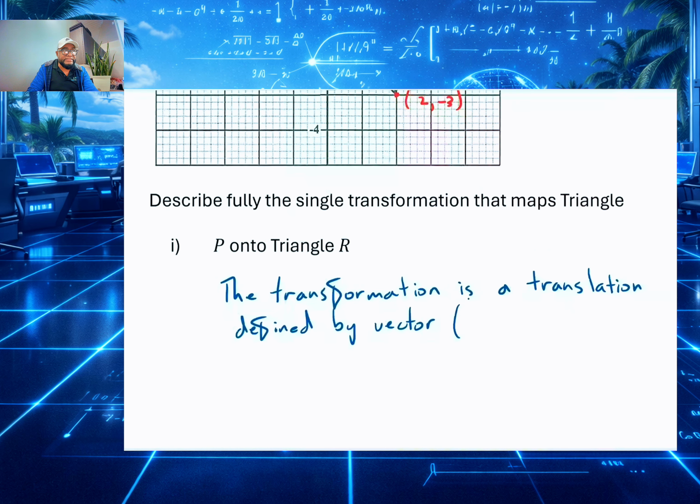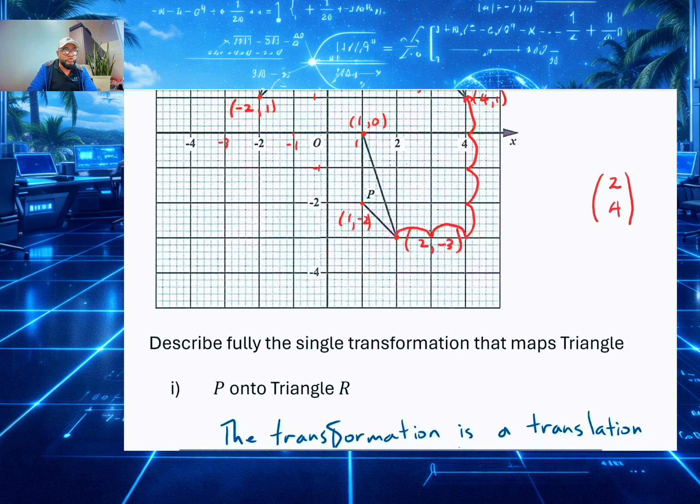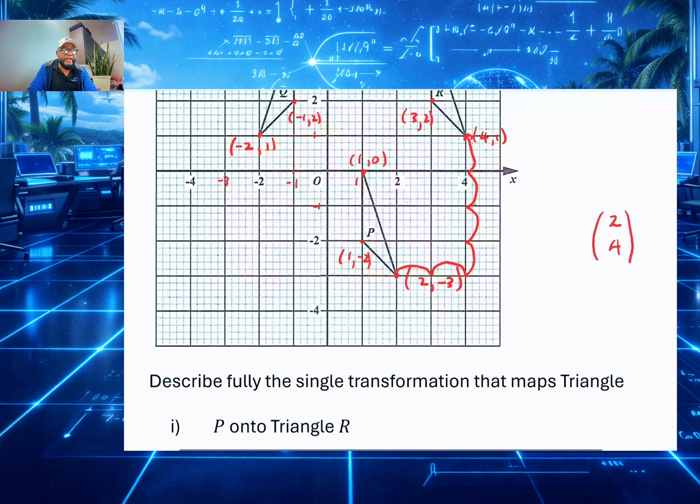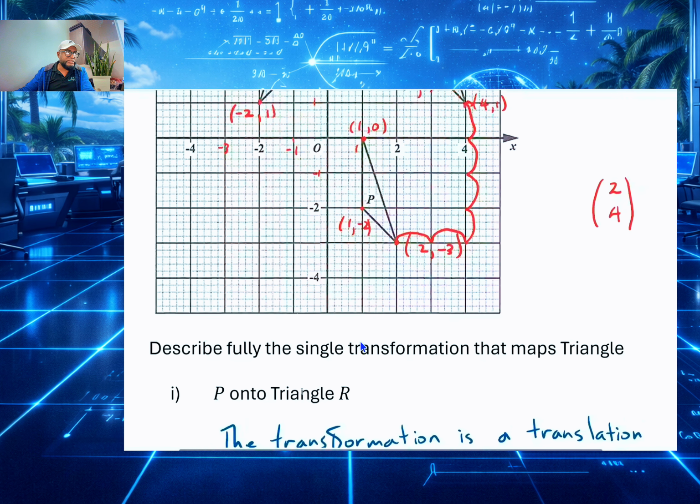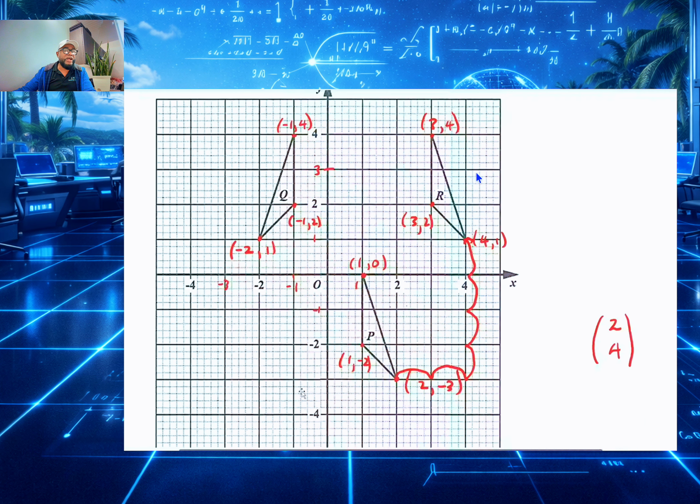What was the vector? The vector is 2 to the right, and then you went 4 up, right? 2 to the right would be positive 2, 4 up would be positive 4. Let's examine R onto Q. So what transformation maps R onto Q? It would be a reflection, right?